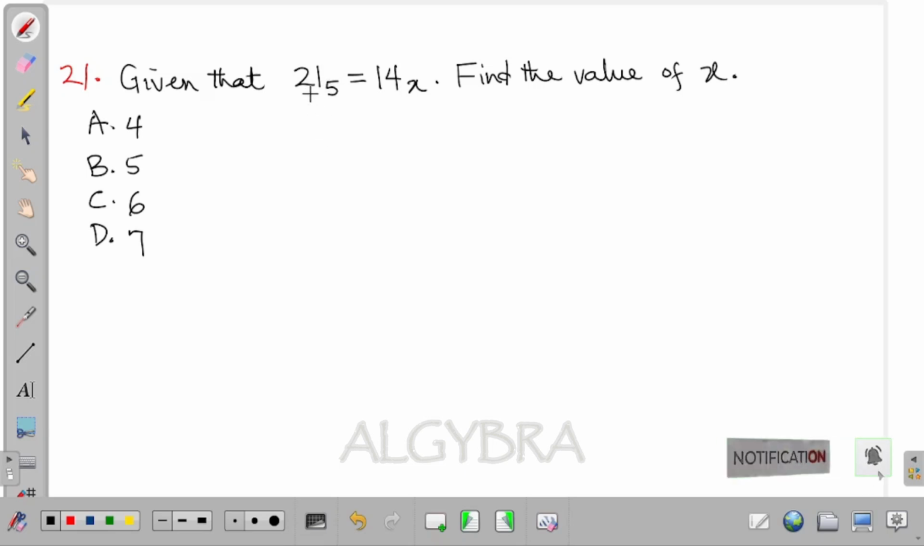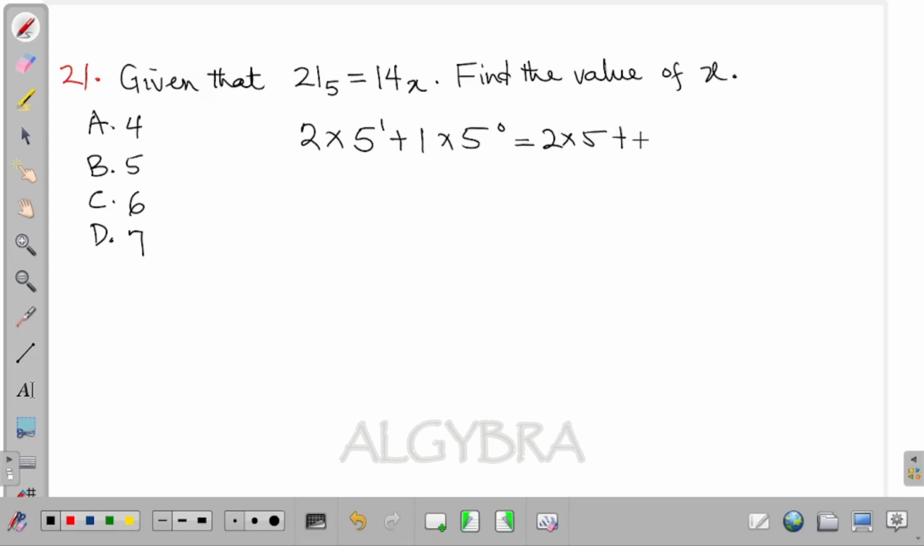So we're going to have that 21 in base 5 is equal to 2 times 5 to the power 1 plus 1 times 5 to the power 0. The first digit takes a 0 and then we go here as 1. 5 raised to power 1 is 5, so 2 times 5 is 10. And 5 raised to power 0 is 1. So we have 2 times 5 plus 1 times 1. 2 times 5 is 10, 1 times 1 is 1, which is equal to 11.